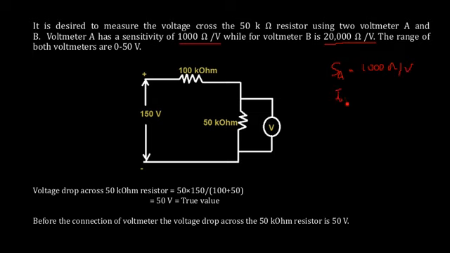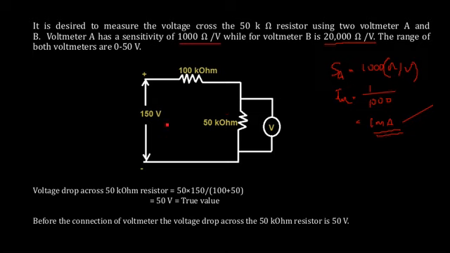What will be IM? IM will be 1 by 1000, that is 1 milliampere. So already this is ohms per volt. When you take the inverse, you will be getting it in amperes, or in milliamperes. So this way you can find out the current that is flowing through the instrument.